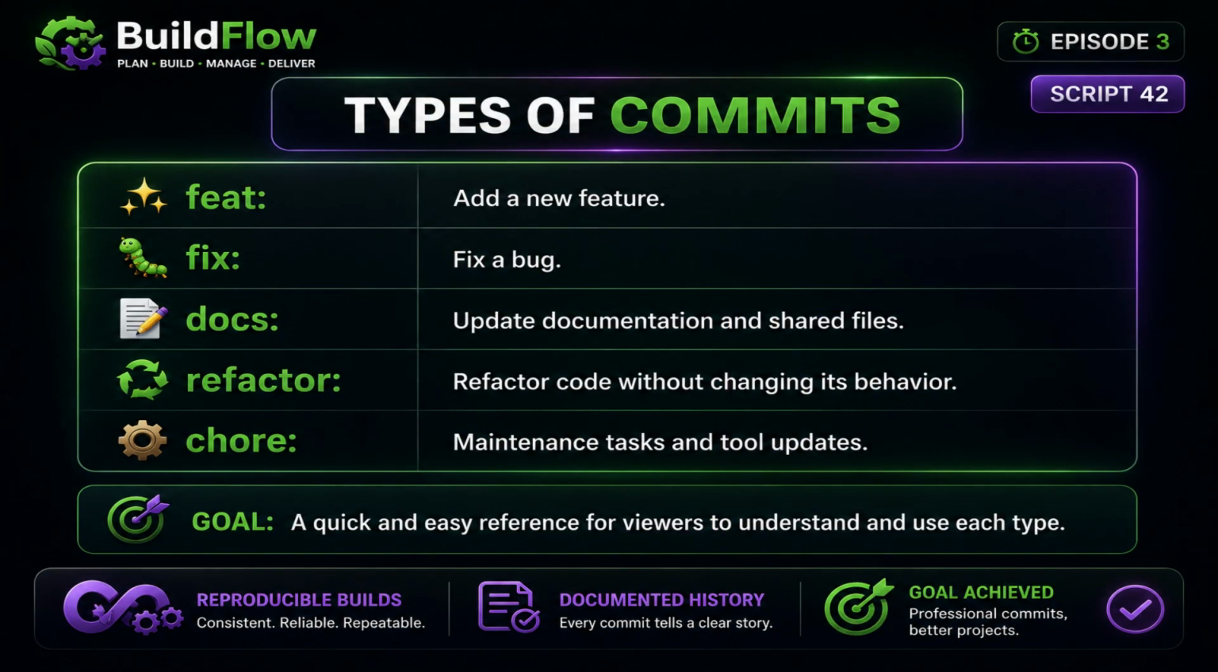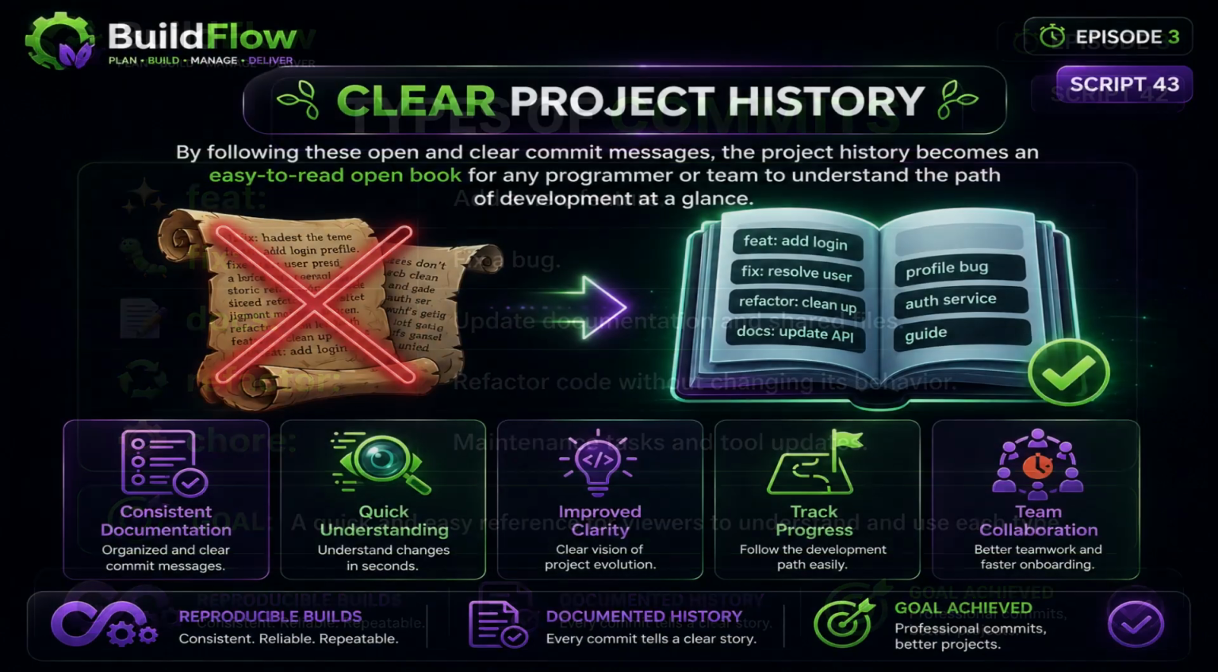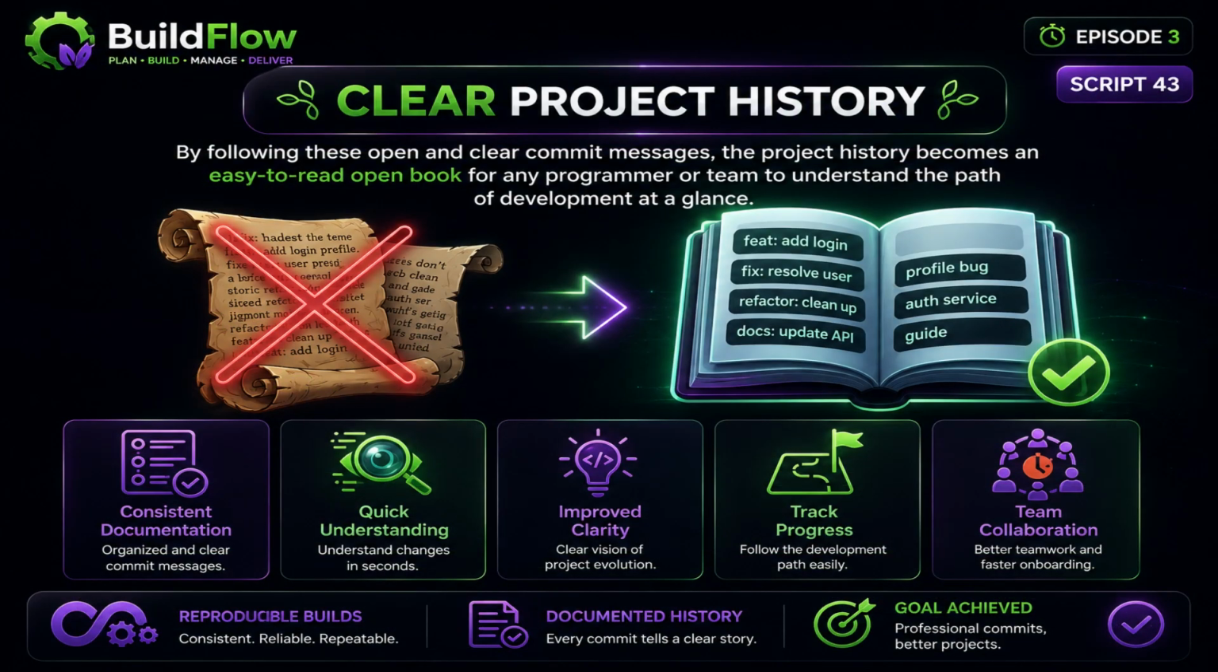When we add a new feature, we will use feat. When we fix a bug, we will use fix. When we update documentation, we will use docs. When we are reorganizing the code without changing its behavior, we will use refactor. And for configuration or maintenance work, like what we did today, we will use chore. This makes the project history clear to anyone who reads it.